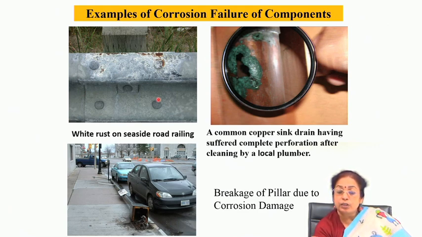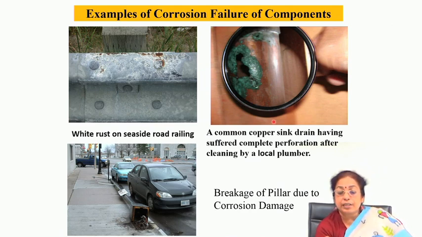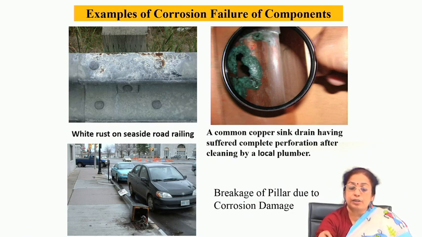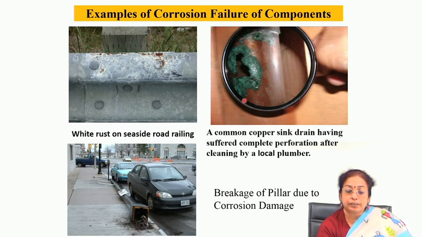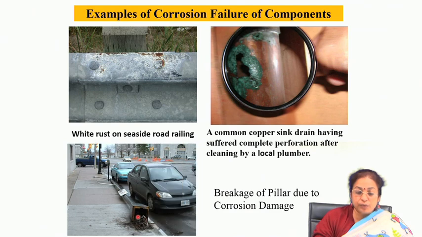Similarly, this is the case for copper, where a copper sink drain suffered complete perforation after cleaning by a local plumber. They use all kinds of solutions like sulfuric acid solutions for cleaning purposes, and then, due to the reaction with the environment, there is sulphate formation, and you will find corrosion on the structure. This is a typical example of crevice corrosion associated damage of a pillar structure. You will see that the structure started corroding by crevice attack, and the corrosion is so severe that it has fallen from the root.